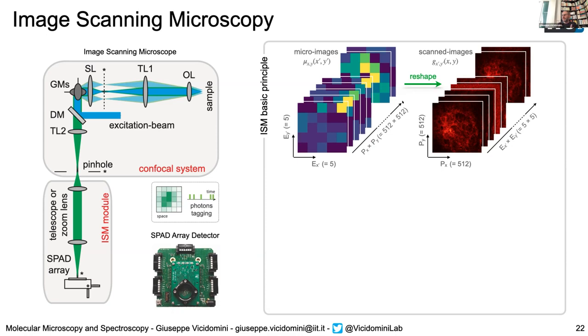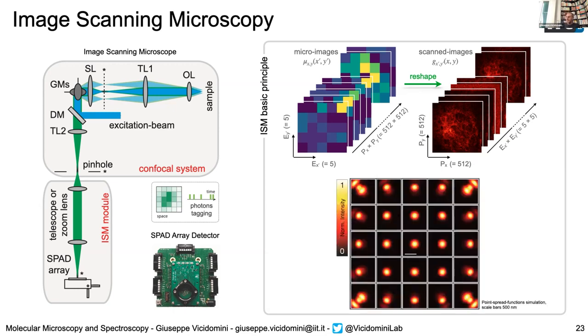Now that we have this data set, what we can simply do is reshape this data set and represent it in terms of conventional images. So basically we have, in this case, 25 images of 512 by 512 pixels. Each element of the SPAD array is able to generate one independent image of the sample. All these images are collected at the same time.